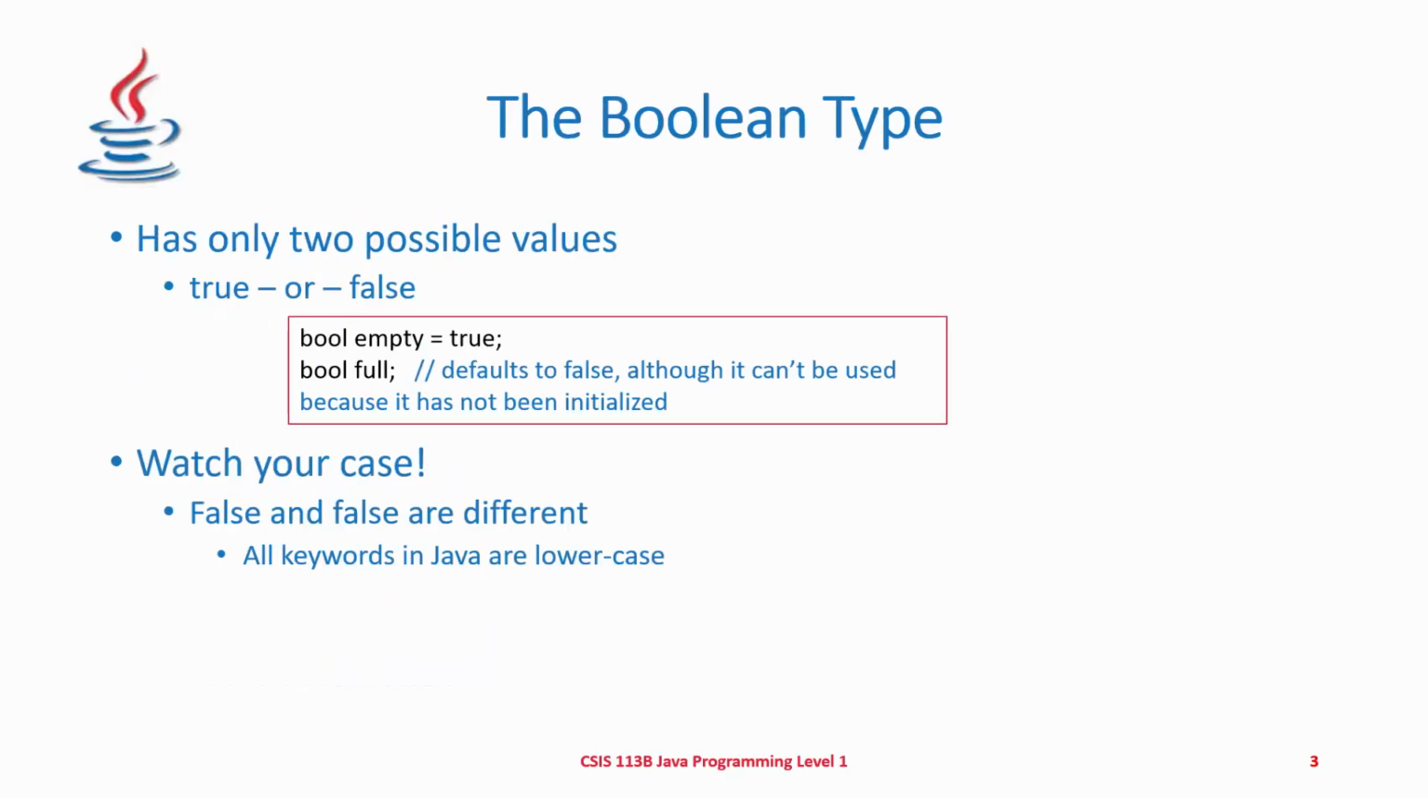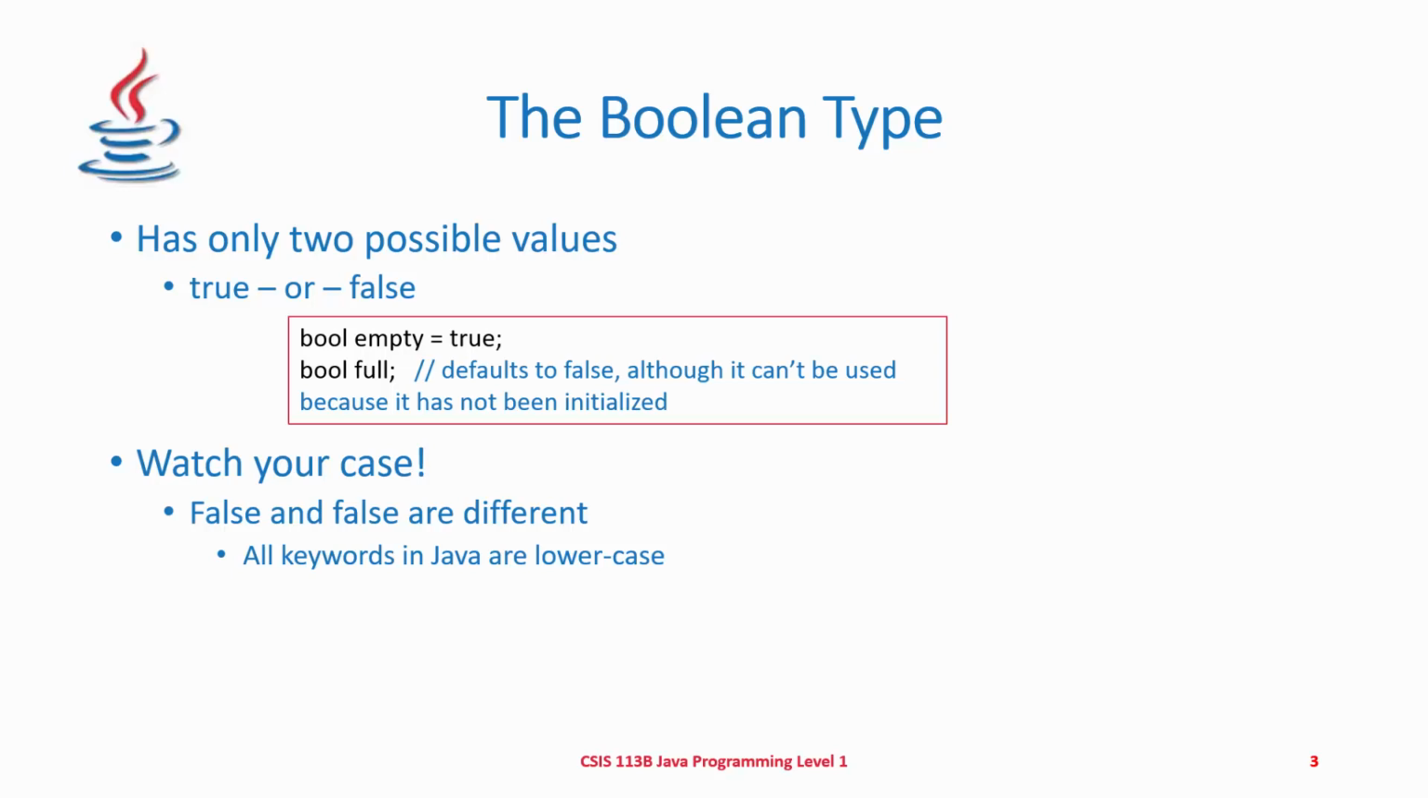So we start by taking a look at the Boolean type, which is a primitive data type. And it only has two possible values, either true or false. Behind the scenes, false is being represented by a 0, true is represented by a 1. And then in the example there, in the red box, you see we have two examples. The first one is we are initializing a new Boolean variable named empty and assigning to it the value of true. So at that point, empty has the value of true.